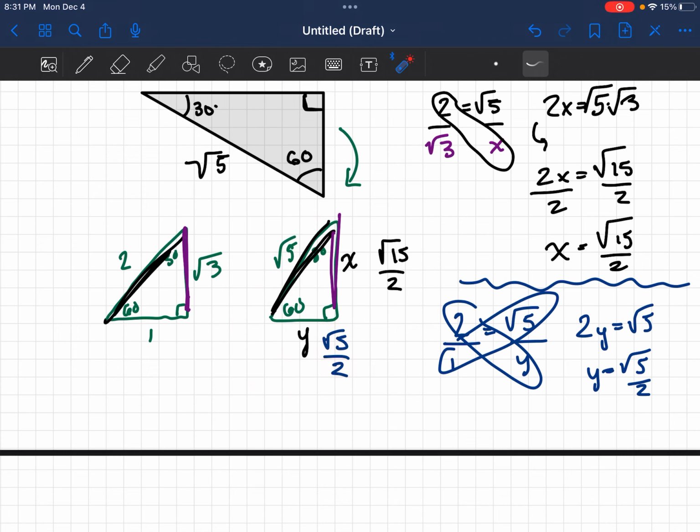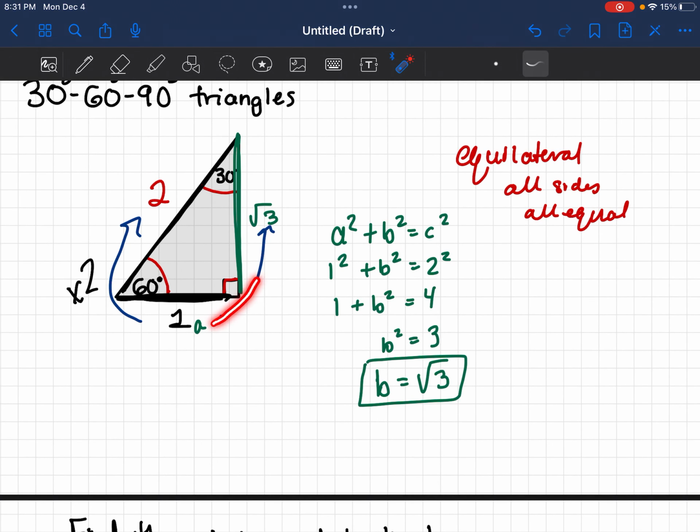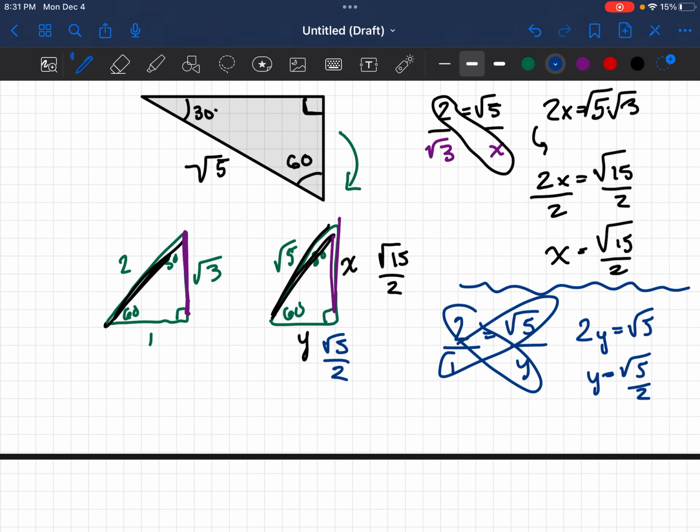So that checks out. I also know that from the short leg to the long leg is multiplied by the square root of 3. So if I look at that here, that's exactly what happened. We multiplied the short leg, which is the square root of 5 over 2, by the square root of 3. And square root of 5 times square root of 3 is that square root of 15 right there over 2. So that checks out as well.